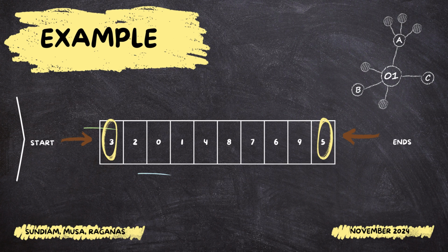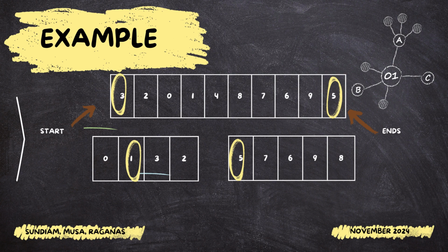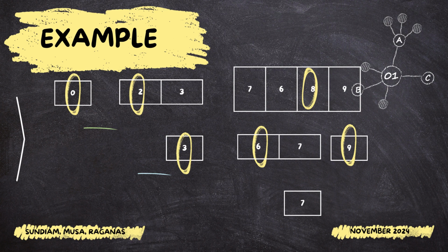Step 2. Partitioning. Rearrange the array such that all elements smaller than the pivot are placed to its left, and all elements greater than the pivot are placed to its right. The pivot itself ends up at its correct sorted position.